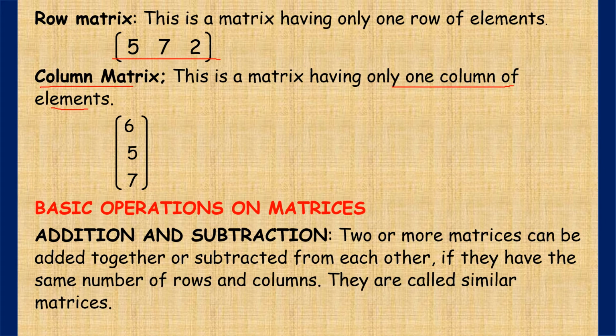Then we move on to basic operations on matrices. Let's look at addition and subtraction. Two or more matrices can be added together or subtracted from each other if they have the same number of rows and columns. They are called similar matrices.